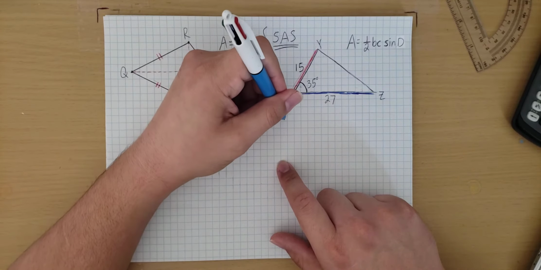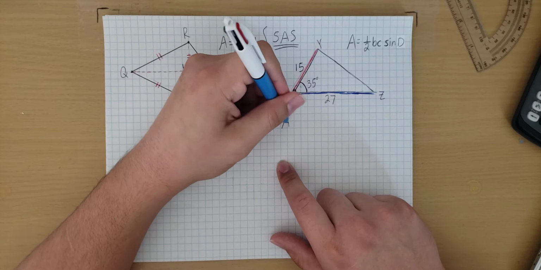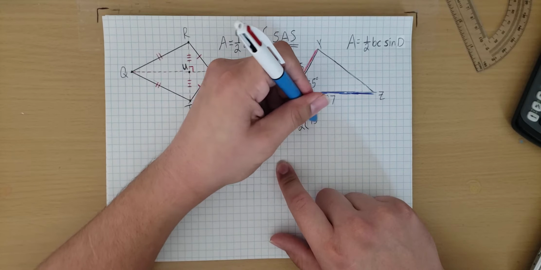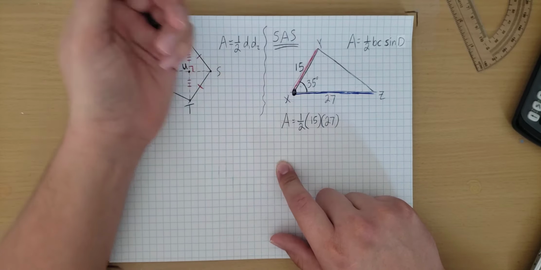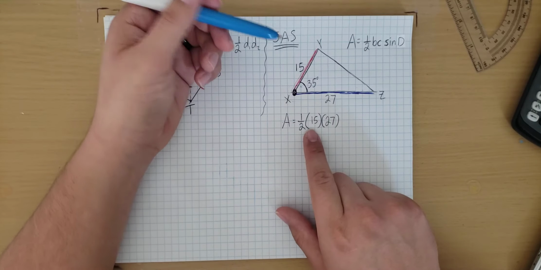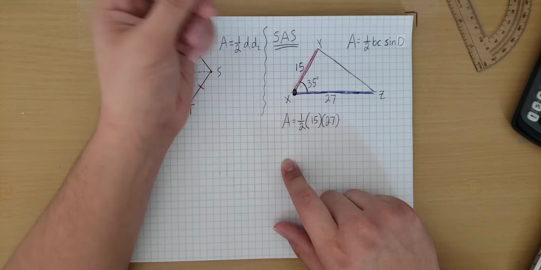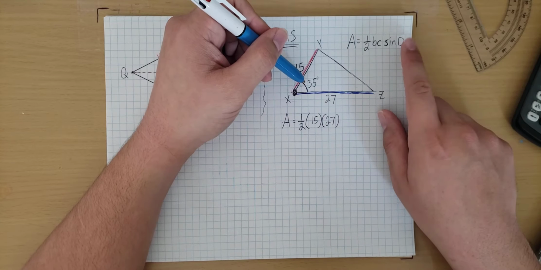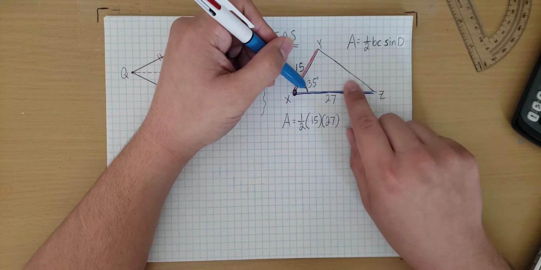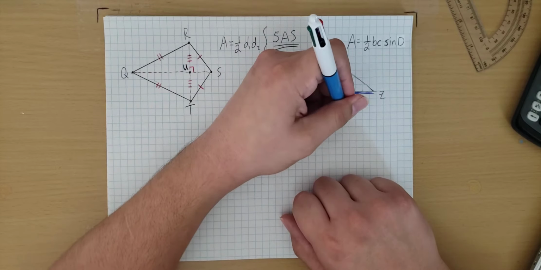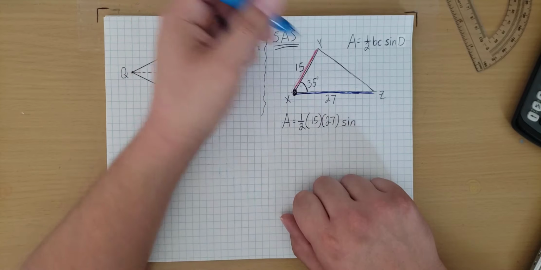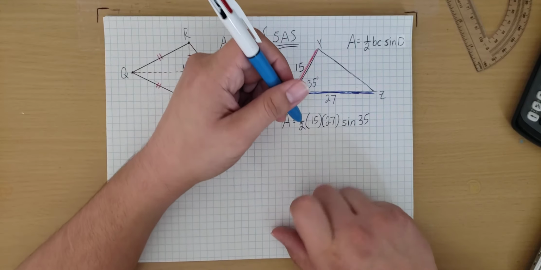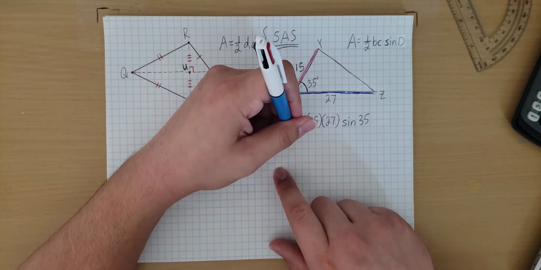So the area is then 1/2 times 15 times 27, and the B and C are interchangeable, so we could have put 27 times 15. That doesn't really matter. The one thing is you want to make sure that the 35, since that's the angle, goes into the sine. You do not want to mistake 35 for B or C. Sine of 35. Typically, I like to leave the 1/2 at the end. Deal with all this first.